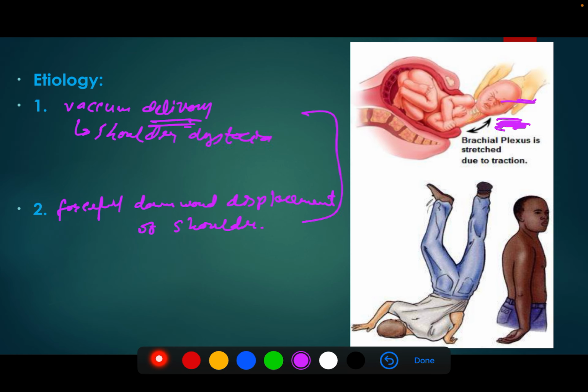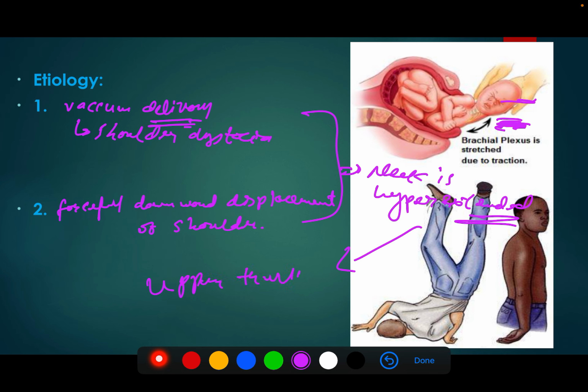Anyway, by both of these, what is happening there? The neck is hyperextended, right? So this neck hyperextension causes the upper trunk injury. Upper trunk injury means this produces Erb's palsy, right? This is what we are discussing. So these are the causes.